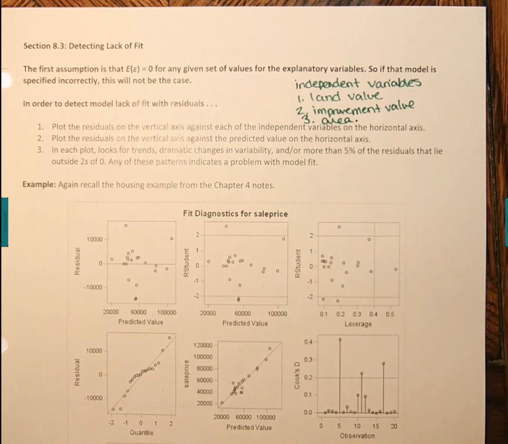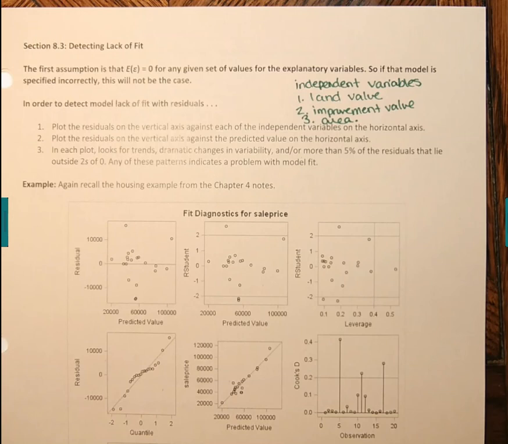All right, so in order to detect a model lack of fit, we look for the following. What we're going to do is we're going to plot the residuals on the vertical axis against each of the independent variables on the horizontal axis. So that's one thing we could look at. We could plot the residuals on the vertical axis against the predicted values on the horizontal axis. And no matter which one we use, in each plot we look for trends, dramatic changes in variability, and/or more than 5% of the residuals that lie outside 2 standard deviations of 0. Any of these patterns indicate a problem with the model fit.